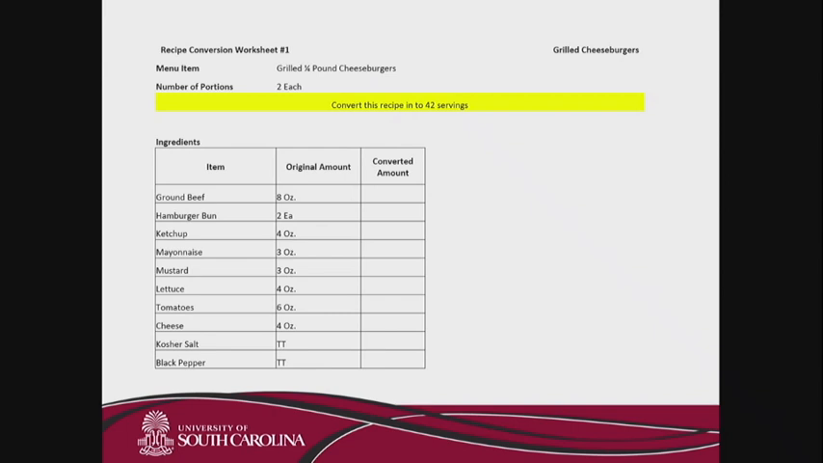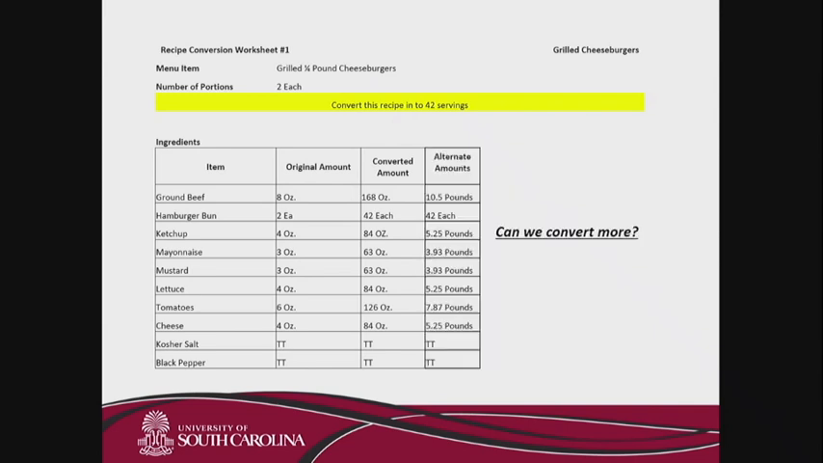So we do the same thing. Your desired yield is 42. Your original yield is 2. You get your conversion factor of 21. And you multiply everything by 21. So boom, there you go. If you turn in the assignment like this, I'm going to... Yep, you're right. Good job. Okay? You can also take it even further out if you want to practice, okay? Does that make sense? All right.